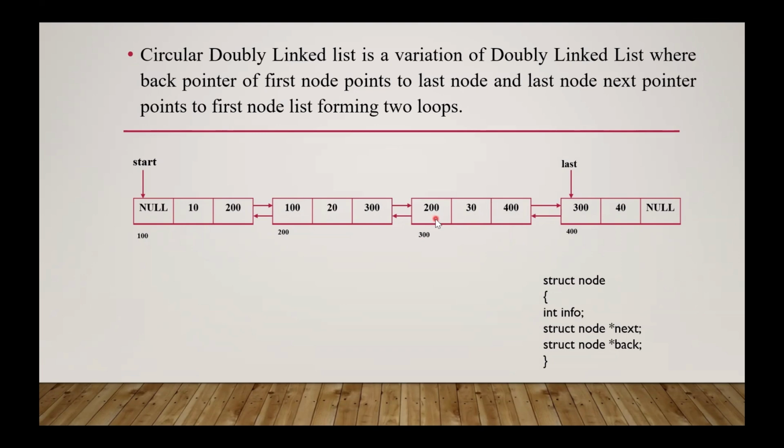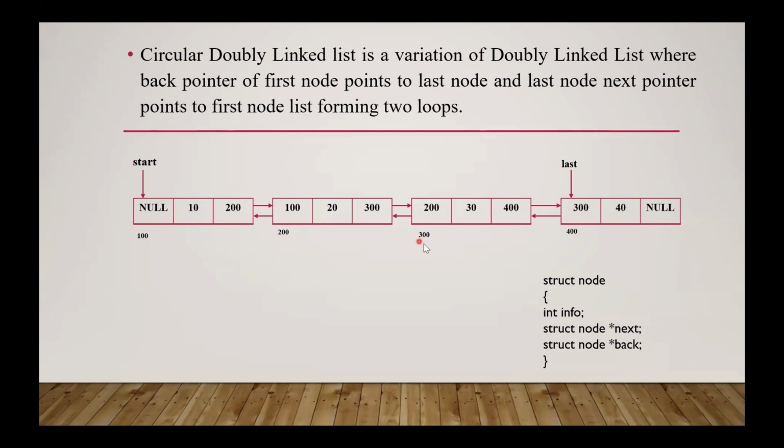Third node information is 30. This node stores the address of the previous node. What is the address? 200. So it stores 200. This node's next stores 400. What is 400? 400 is the address of the next node. So this is the last node of the doubly linked list. This is the information. The last node points to the null value.